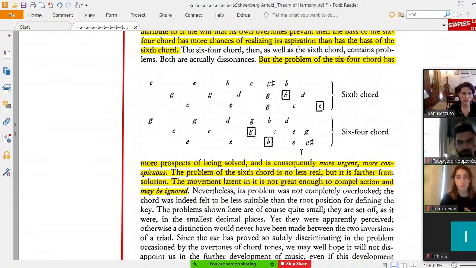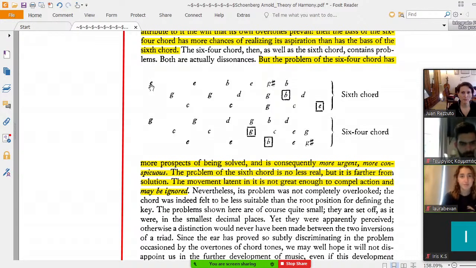The difference between the 6-3 chord and the 6-4 chord, because in this chapter he explains the difference, but he doesn't actually elaborate on the 6-4 chord. It just says that. I will explain this to Laura a little bit because if not, she will faint, because you didn't see it, that's why I'm saying.